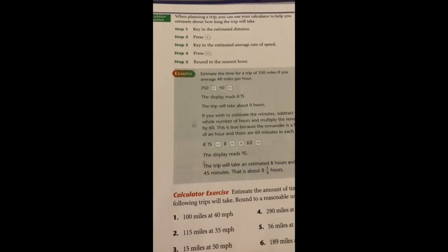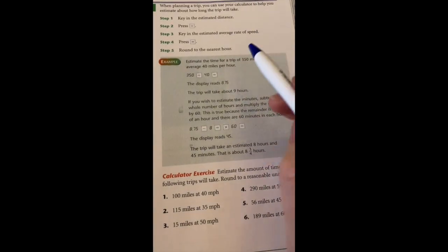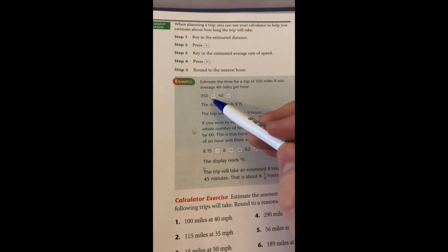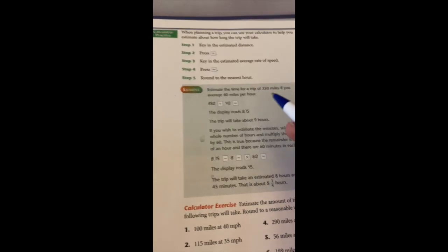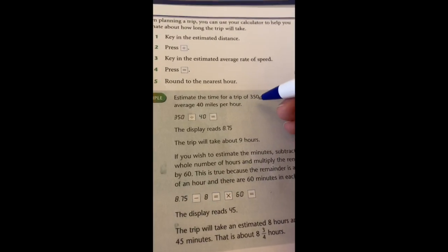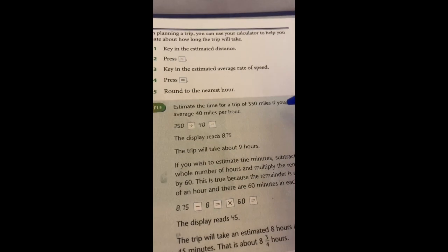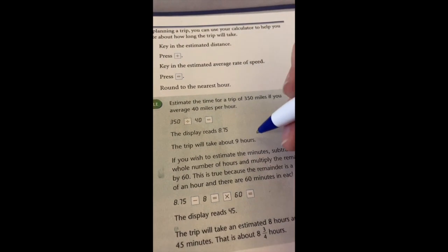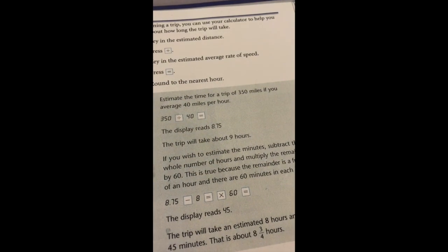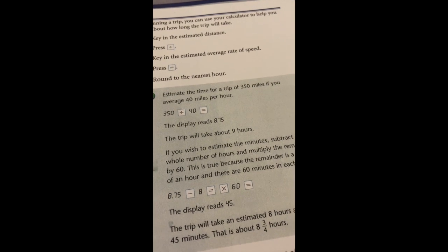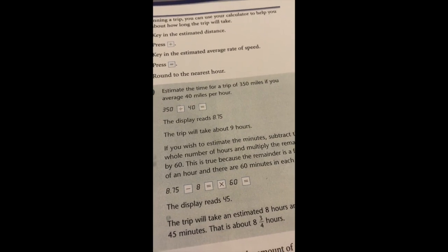Now, moving on to section C, literally you don't need to do much because what you have to do here is literally in this box. If you have a calculator, it literally gives you the steps, what you punch in order to do it. So here's an example problem right here. Estimate the time for a trip of 350 miles if you average 40 miles per hour. So if you have a trip of 350 miles and you drive a car at, say, 40 miles per hour, how much time would it take for you to get there?